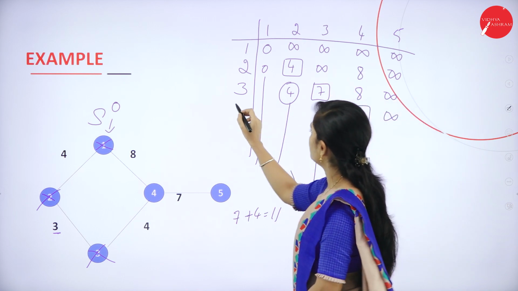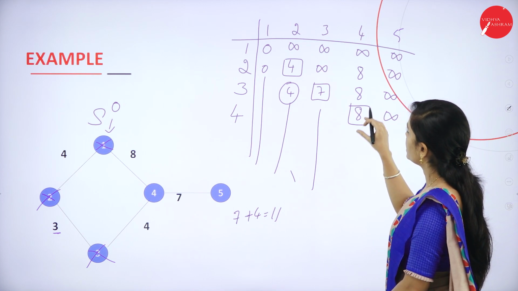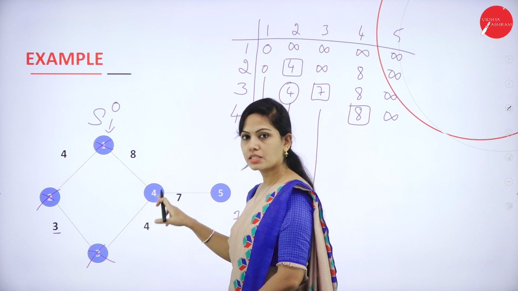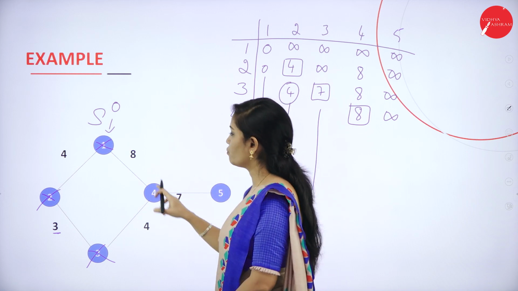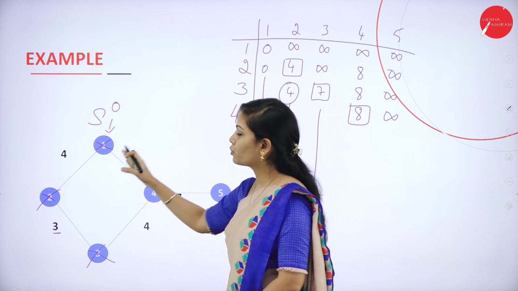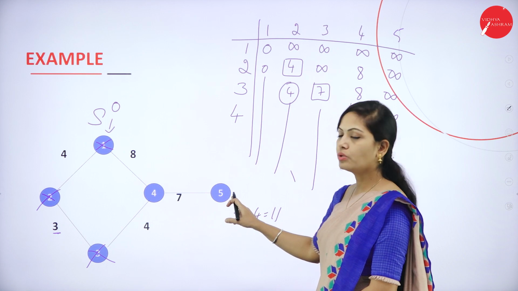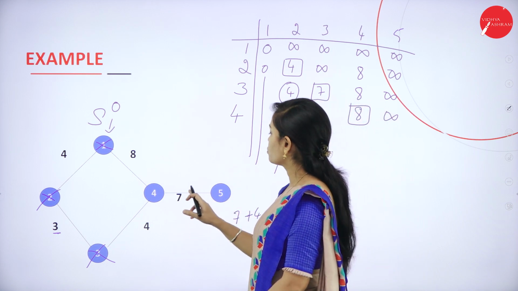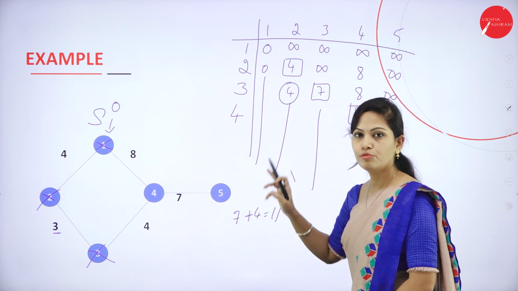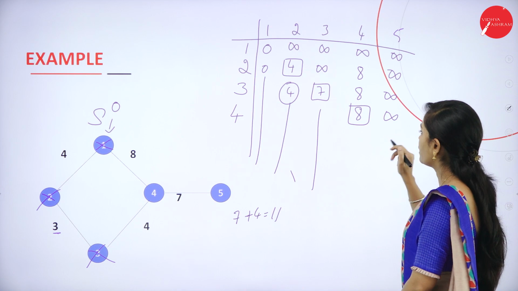So 8 comes under vertex 4. Now 8 means vertex 4. This vertex 4 is connected to vertex 5 and vertex 1. Vertex 1 we have already visited, so no need to go back to the first vertex. Vertex 4 is connected to vertex 5 only. Here the least value is 8, and 8 plus 7 is 15. So to travel from vertex 4 to vertex 5 is 15.